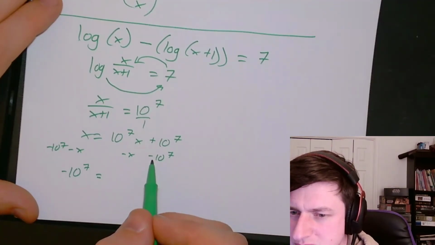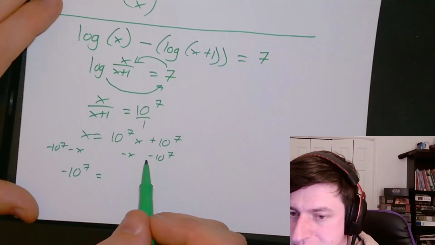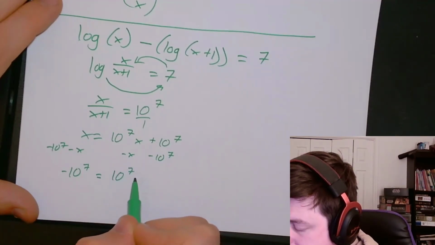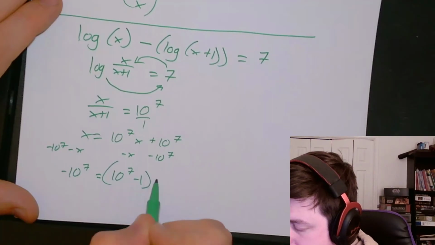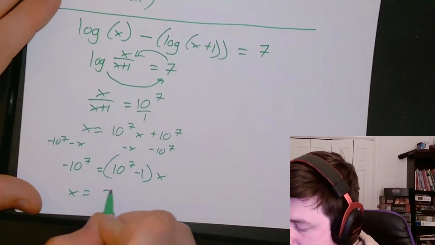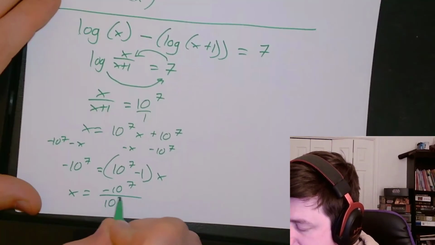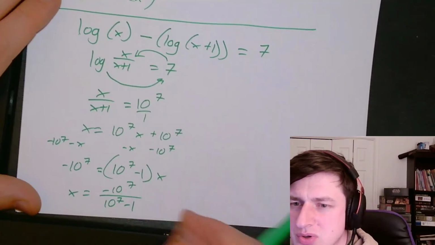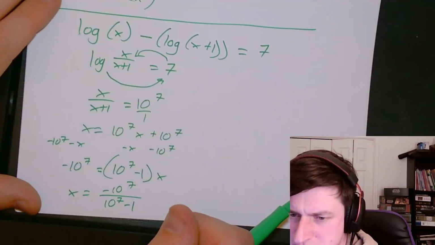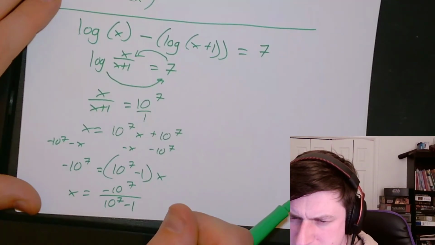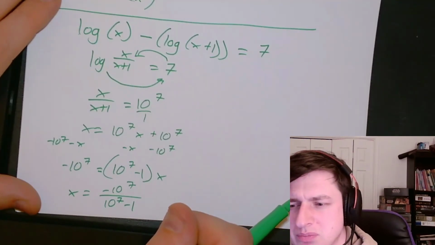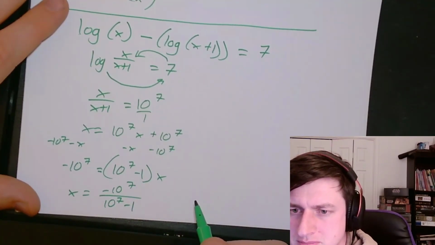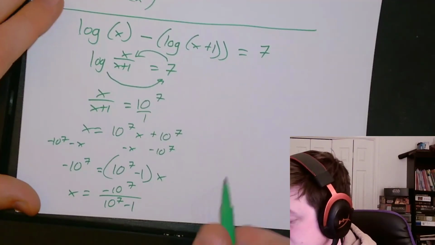Yeah, this is kind of weird. 10 to the 7th minus 1 times x. So x equals negative 10 to the 7th divided by 10 to the 7th minus 1. Really tiny negative exponent. Or really big? No, it's still smaller than 1. Really close to 1. Pretty sure that's right. Okay.